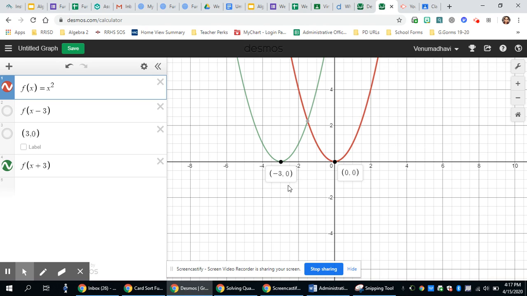So that's how you see the behavior of horizontal translation, and that's why this is naughty behavior. Okay, that's why we call it the naughty child.